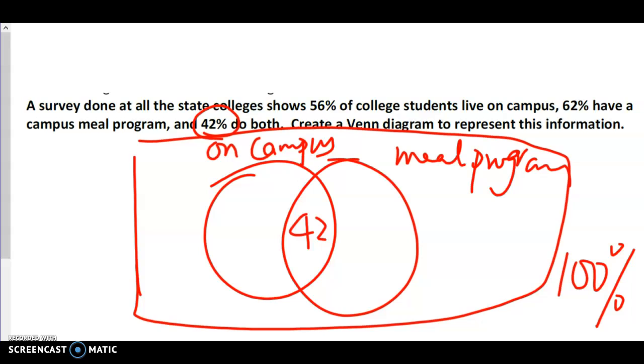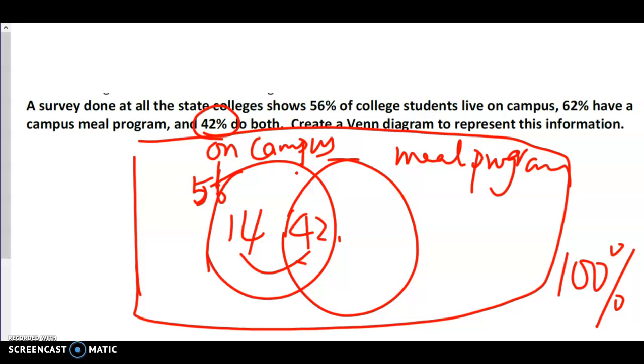And then, as we know, the campus circle is 56. So if we already have 42, what is left? This part is a little tricky. A lot of students just put, oh, on campus 56, so I just put 56 here. No, that's not right. You have to subtract the thing in the middle. That's why I ask you to start in the middle. So 56 minus 42 will be 14. Then you add those two numbers, that is the total 56. Okay, does it make sense?